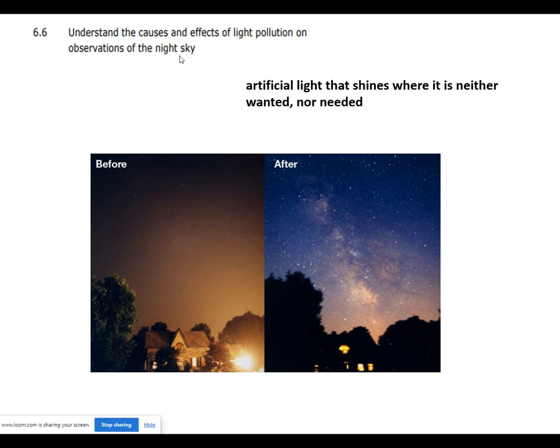So light pollution, there's the definition of it, mostly caused by pollutants in the atmosphere that make it glow a bit, but then just unwanted light, street lamps, etc.